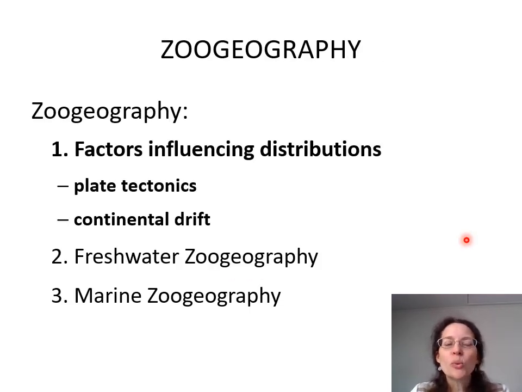So that took us through our first part of zoogeography, looking at some of those factors that influence distribution. So this is giving you the background, right? We talked about plate tectonics, we talked about continental drift, to kind of set us up for an in-depth discussion of freshwater zoogeography and marine zoogeography. So as always, as you're reviewing this information, please let me know if you have any questions. Thank you.